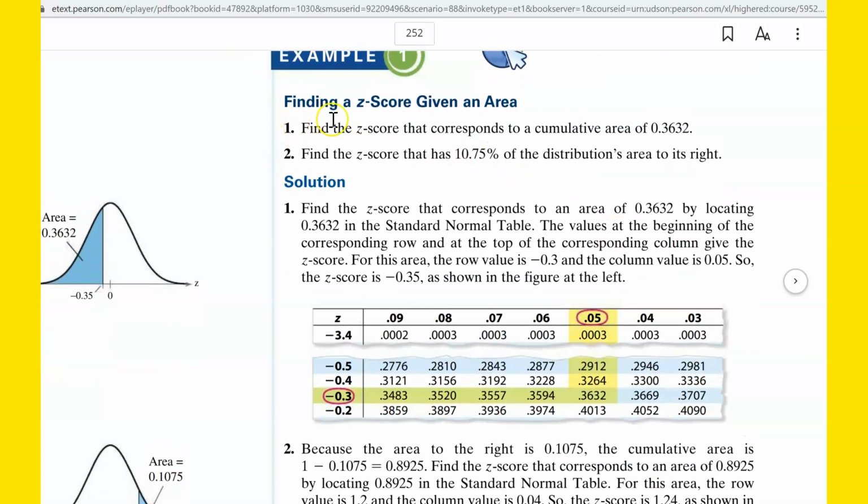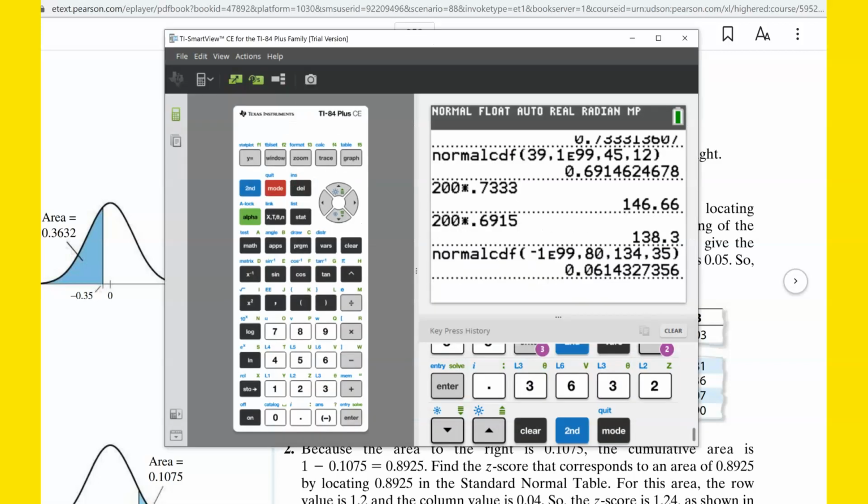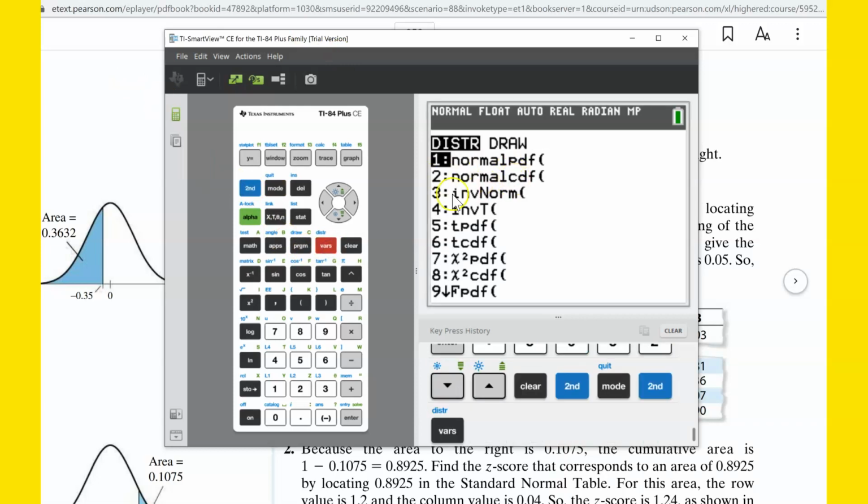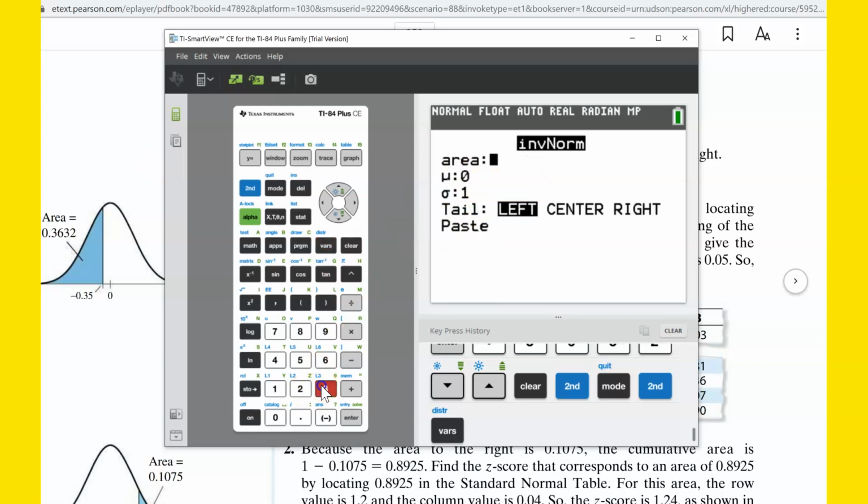Example 1, find the z-score that corresponds to a cumulative area of 0.3632. We're not being asked to find an area or a percentage or a probability. This time we're given an area and we're asked to find the score or the data point associated with that area. So we go to second distributions, and we don't go to normal CDF, we go to the inverse normal. We're kind of doing the opposite of what the normal CDF does. We're going to inverse normal, option 3.